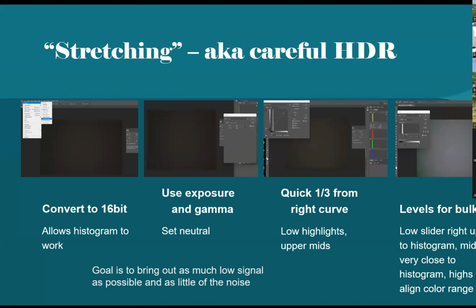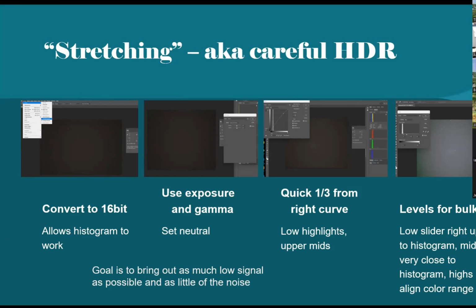There's certain things that you have to do when you get these files out of Deep Sky Stacker. First thing you're going to want to do is convert it down to 16-bit so you can actually get a histogram to work with. In Photoshop, that's going to prompt you for this HDR toning by default. You want to set that to exposure and gamma on neutral. Don't worry about playing much with that at this stage.